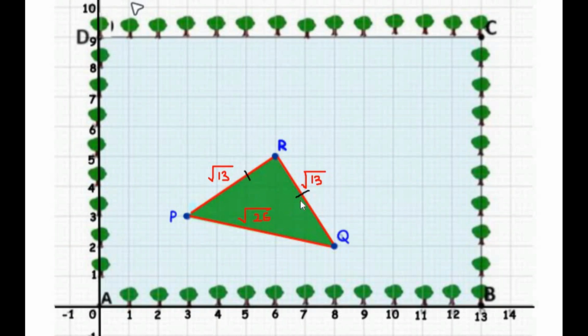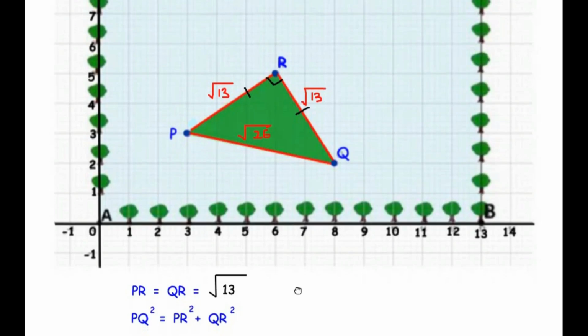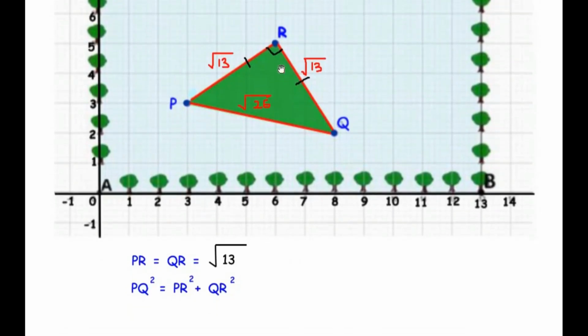Let us also check whether this is a right angle triangle or not. Since PQ is the longest side, that is square root of 26, let us consider point R to be 90 degrees, that is a right angle triangle. So using the Pythagoras theorem, we can write, the side PR is equal to QR is equal to square root of 13. And let us check if the sum of the squares of these two sides is equal to the square of the third side. If this condition is satisfied, then we can say that PQR is a right angle triangle as well.